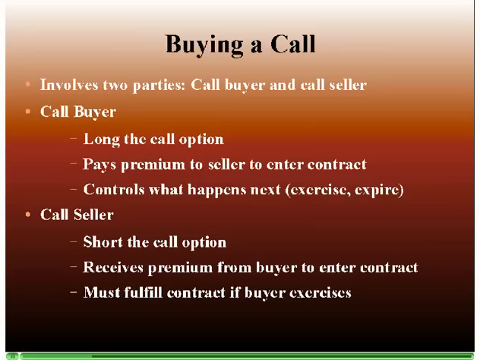Now, let's look at the call. The call option involves two parties, the call buyer and the call seller. The call buyer is considered long the call option. The call buyer pays a premium to the seller to enter the contract. This premium will depend on several factors, including the stock, the strike price, and time until expiration. Once the buyer purchases the option, he controls what happens next. He can either exercise the option, which means buy the stock at the strike price, or allow it to expire.